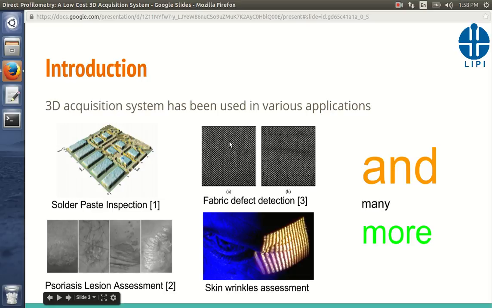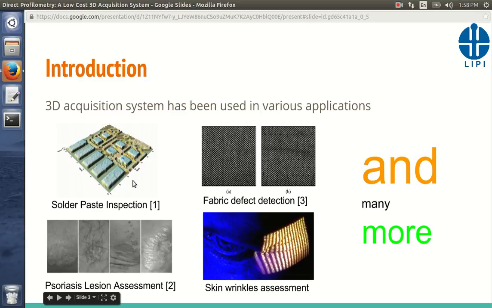It is used, for example, in fabric defect detection, to detect the wrinkles on the fabric, and in psoriasis lesion assessment. This application is used to know the severity of the psoriasis, or in skin wrinkles assessment. When you grow old, you get wrinkles in your skin. And also in solder paste inspection.